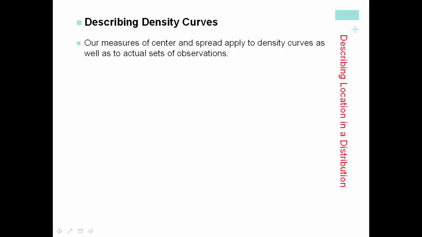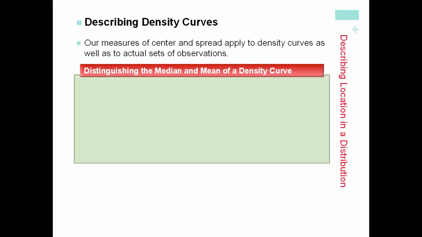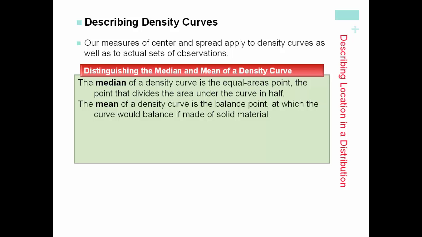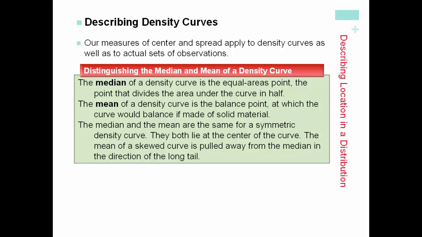Our measures of center and spread apply to density curves as well as to actual sets of observations. The median of a density curve is the equal areas point, as I described earlier, the point that divides the area under the curve in half. The mean is the balance point at which the curve would balance if made of solid material. And again, the mean and median are the same for a symmetric density curve. They both lie at the center of the curve. The mean of a skewed curve would always be pulled away from the median in the direction of the tail.